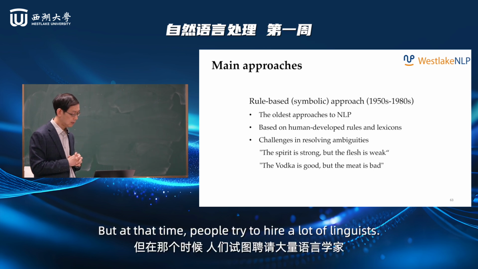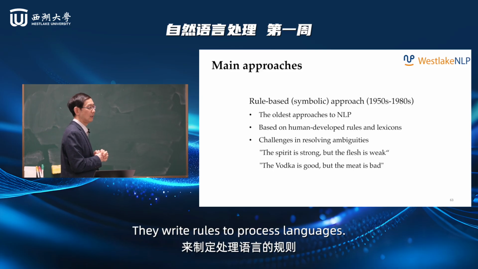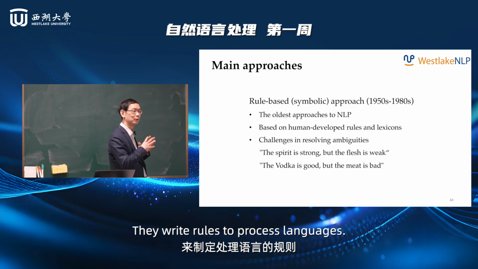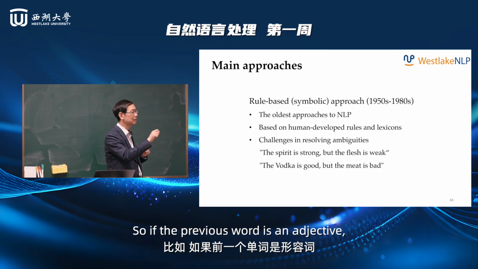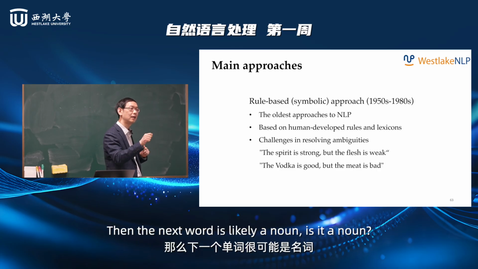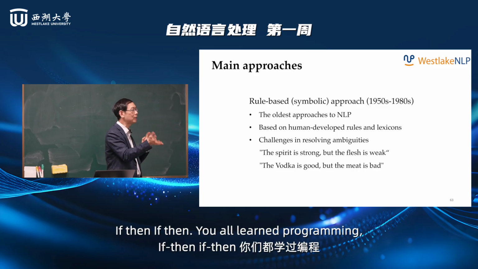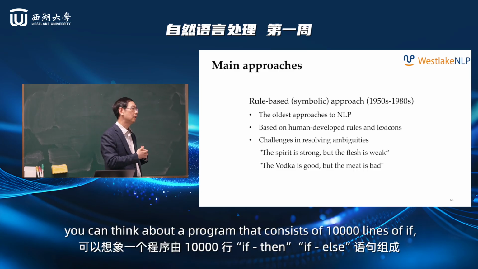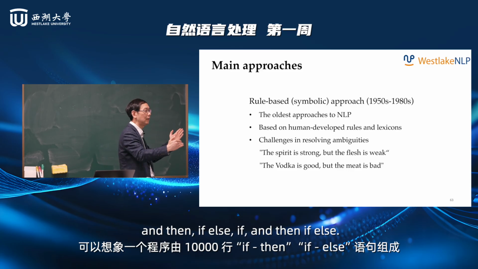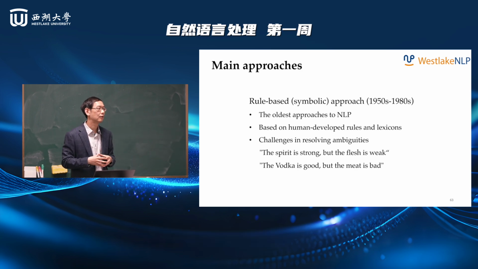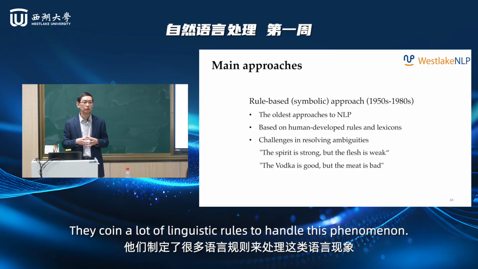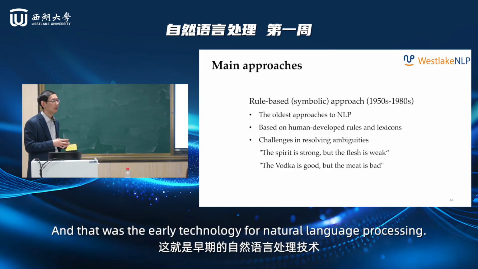But at that time, people tried to hire a lot of linguists. They write rules to process languages, okay? So if the previous word is an adjective, then the next word is likely a noun. If then. You all learned programming. You can think about a program that consists of 10,000 lines of if, and then this if else, if, and then if else, okay? This kind of thing. They coined a lot of linguistic rules to handle these phenomena. And that was the early technology for natural language processing.